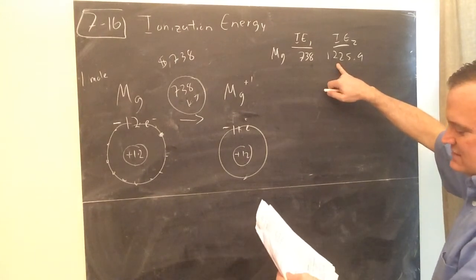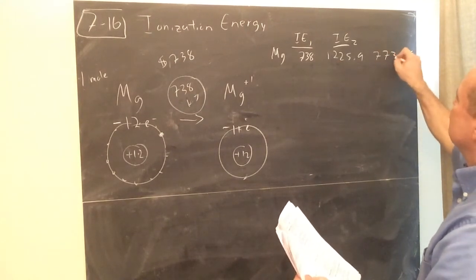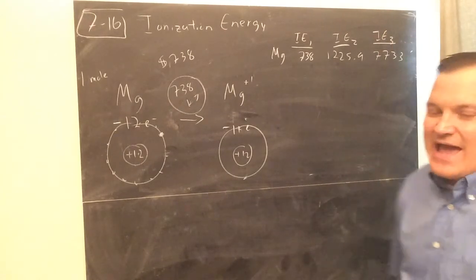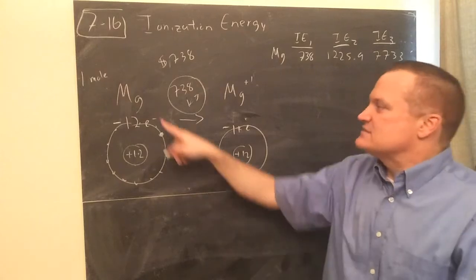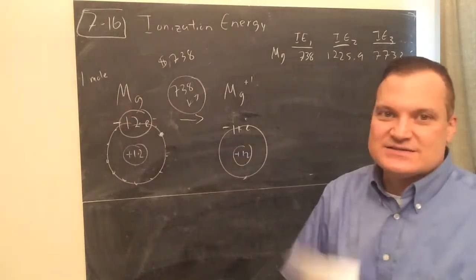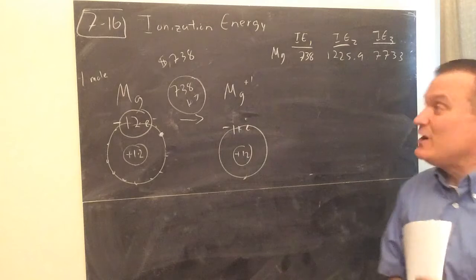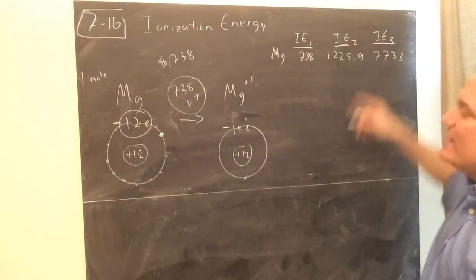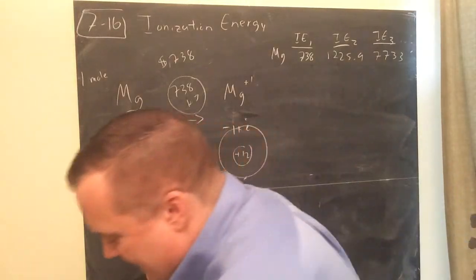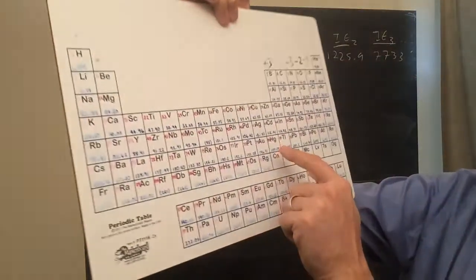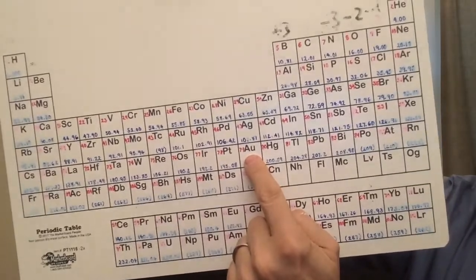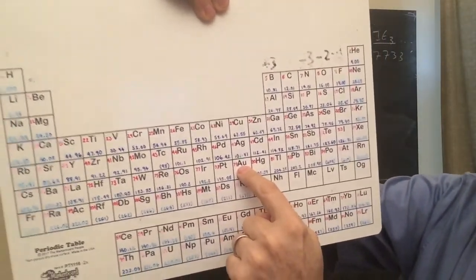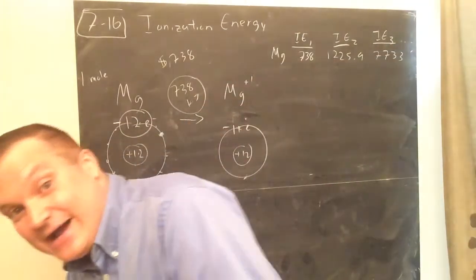And then you go to 7,733 for IE3. And it continues on. Actually, since magnesium has 12 electrons, there will be 12 prices or 12 ionizations: IE1, IE2, IE3, IE4, all the way to IE12. If you had an atom like gold, and I want to take away all the 79 electrons of gold, there'll be IE1, IE2, all the way up to IE79. All right, and each one gets higher and higher and higher.